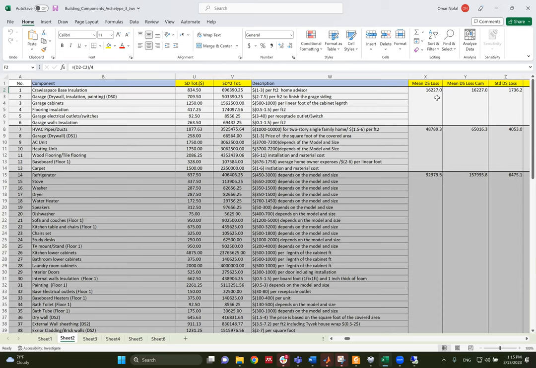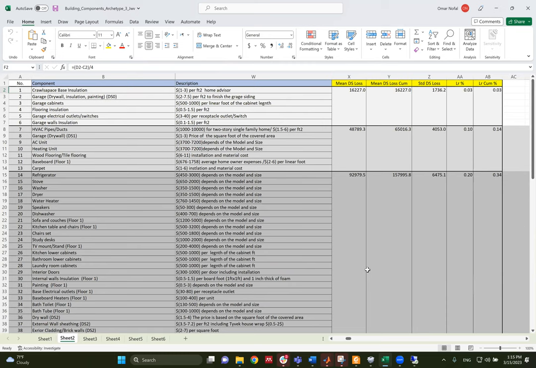And I will tell you how I want to use the mean replacement cost of the entire damage state. Basically, if you have five components in a damage state, you have the price of each component. Sum all of the means, and you will get the total mean replacement cost of the damage state. All right, so this is an overall idea about the component.